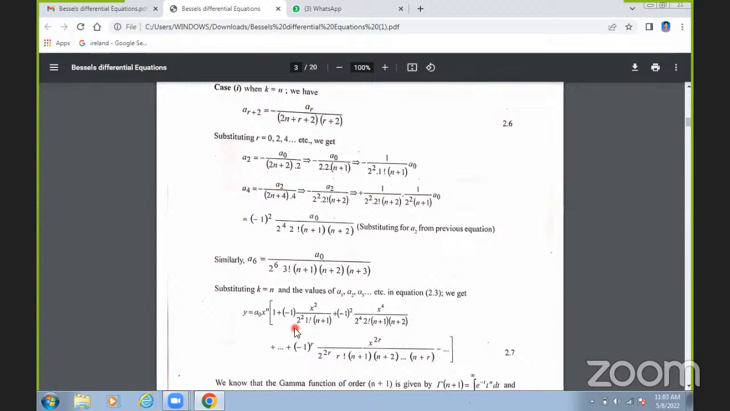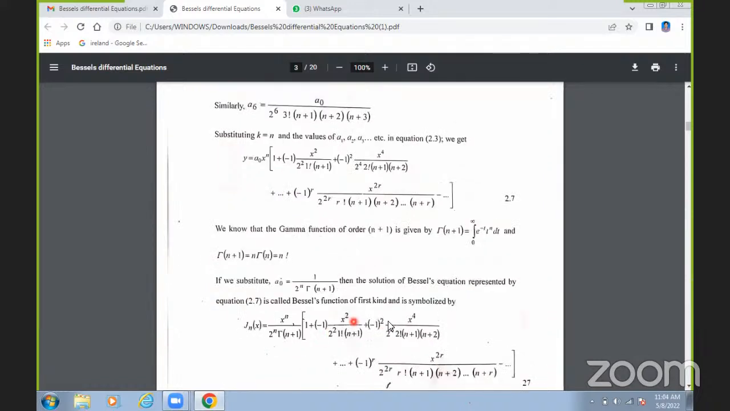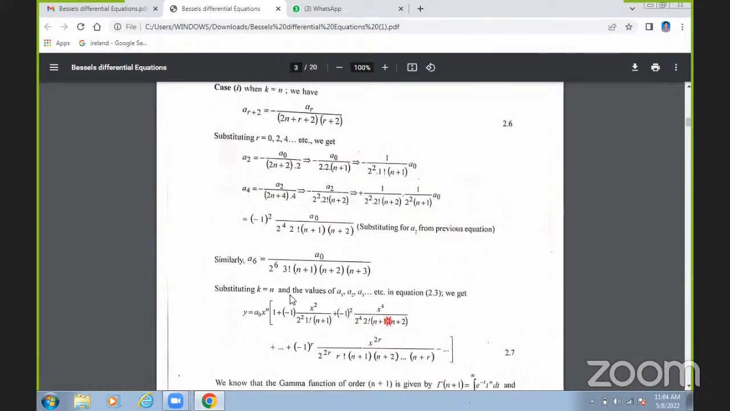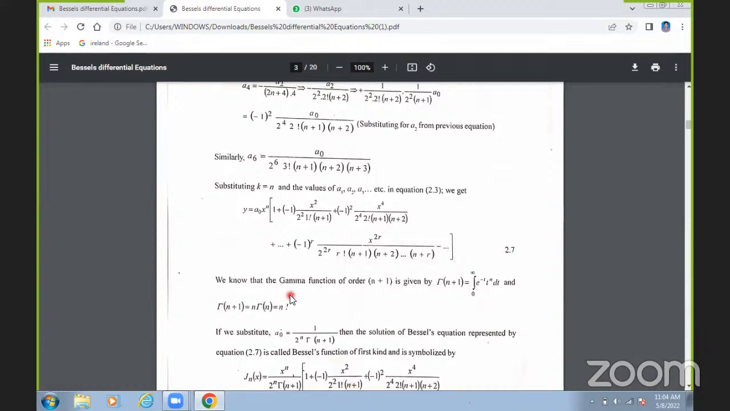So once after getting this y value, that is A0 x power n, because we have taken k as n, there we have x power k. So in place of k, we have to write x power n. A0 value we have already found, A2 value we have found, and A1 value we have got. All these values, if you substitute, you are going to get this. Right.